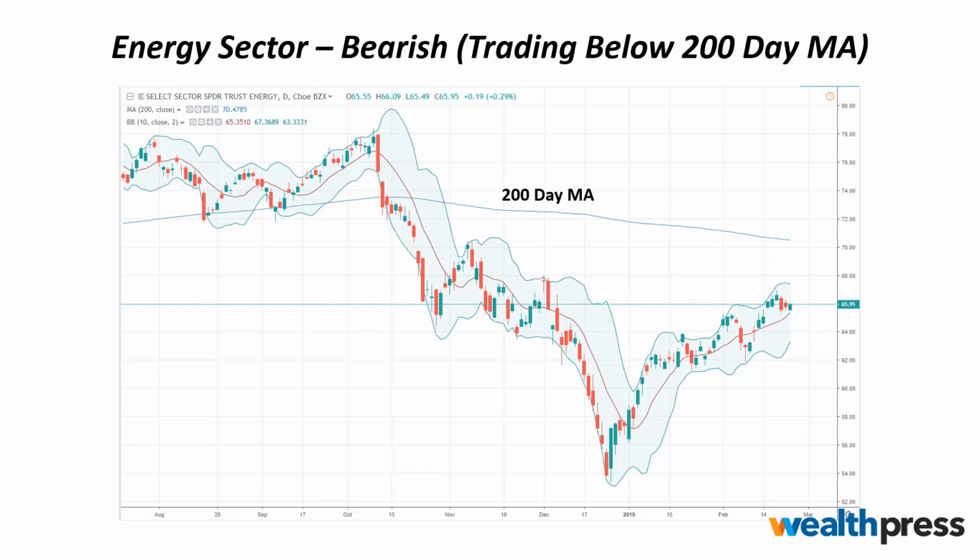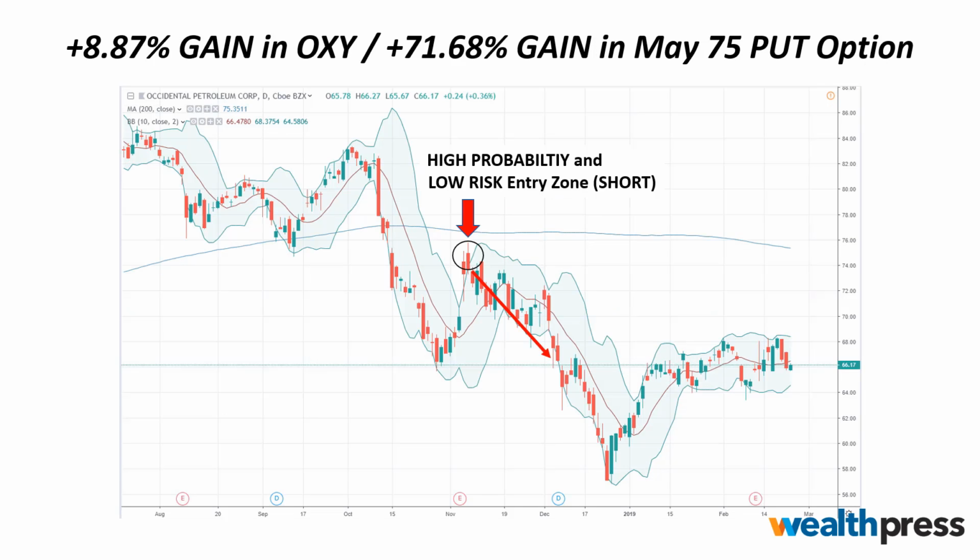Same example to the short side. We're looking at the energy sector. It's trading below the 200-day moving average. That means the long-term trend in the energy sector is bearish. We look at stocks. In this example, we have Occidental Petroleum. We saw a high probability pullback on this stock when it broke above the Bollinger Band. We went short, and a few days later, we got a gain of 71.68% on the option, and that's very impressive considering the position was only held a few weeks.